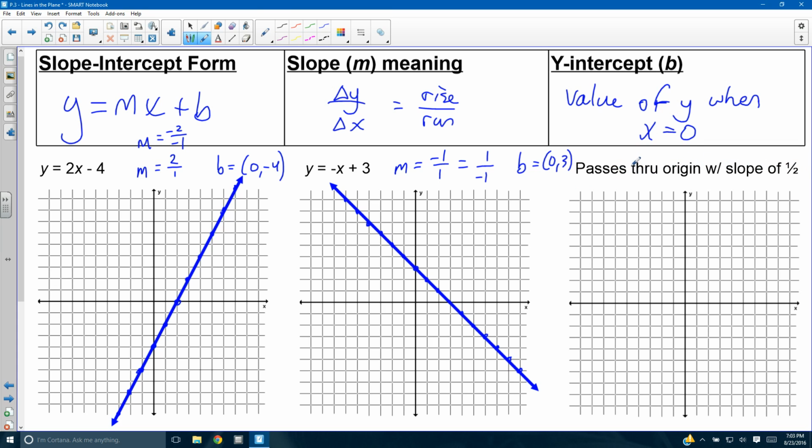This one's not even an equation, but can you graph it? Well, do you have slope and y-intercept? Your slope is 1/2. They tell you that. It passes through the origin. Now, the origin point is 0, 0. That is the value of y when x equals 0. Y happens to be 0 when x is 0. So you do have your y-intercept. It's right there.